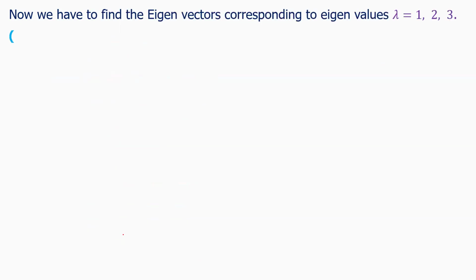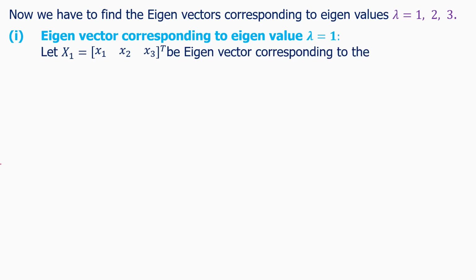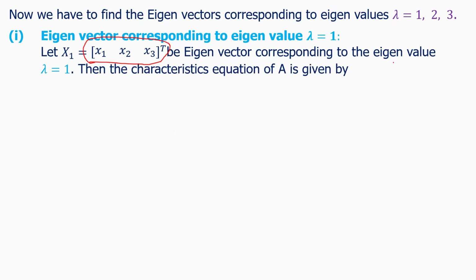Now we have to find the eigenvector corresponding to the eigenvalue lambda equal to 1. Let X1, which is the column vector (x1, x2, x3) whole transpose, meaning it is a column vector, not a row vector, be the eigenvector corresponding to eigenvalue lambda equal to 1. Then the characteristic equation of matrix A is given by (A minus lambda I)X equal to 0.